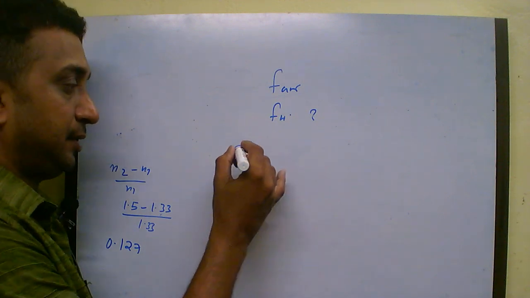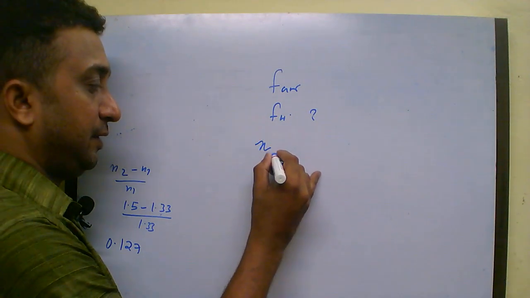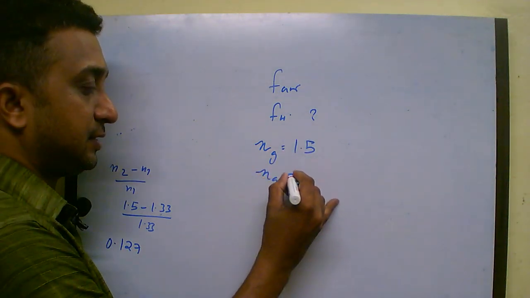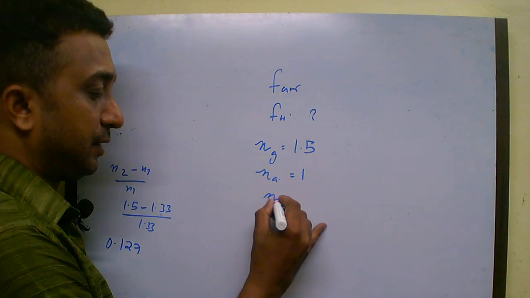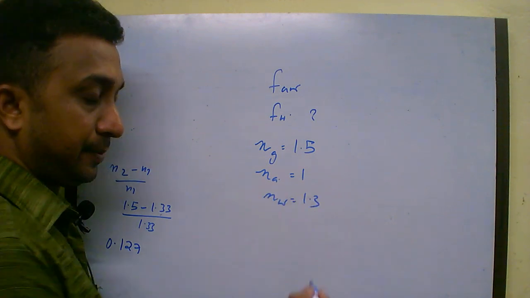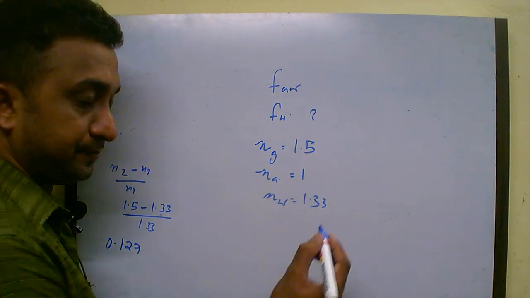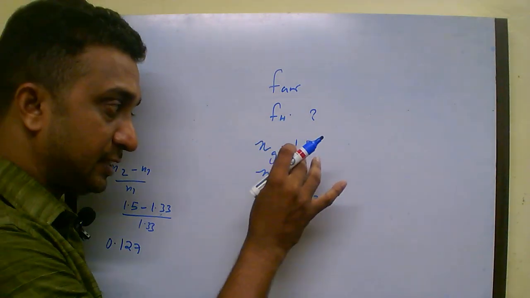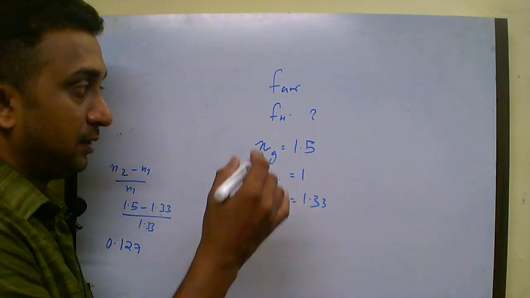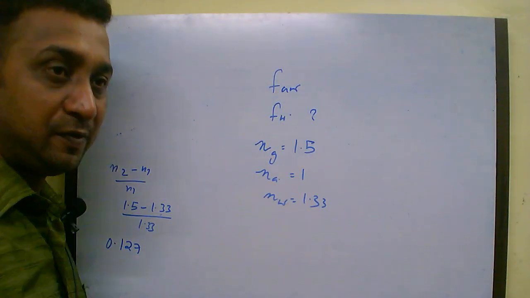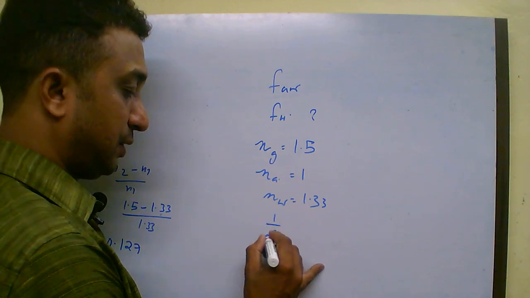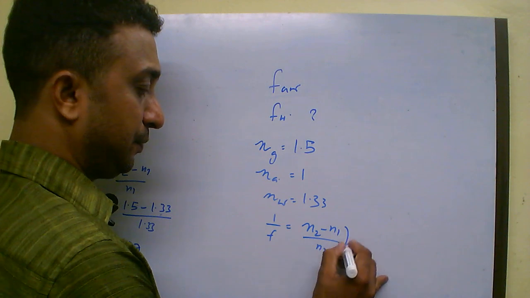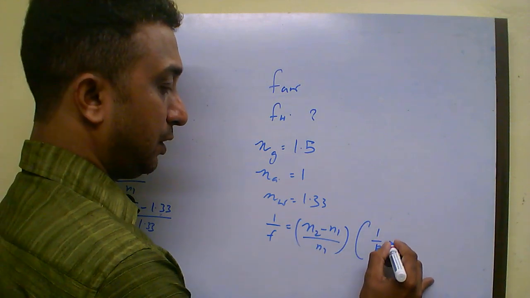Normally glass has a refractive index equal to 1.5, the refractive index of air is taken as 1, and the refractive index of water is taken as 1.33. Now when you place a lens made of glass in water, the formula which is used, which you will learn in 12th standard, is the lens maker's formula: 1 by f equals (n2 minus n1) by n1 into (1 by r1 minus 1 by r2).